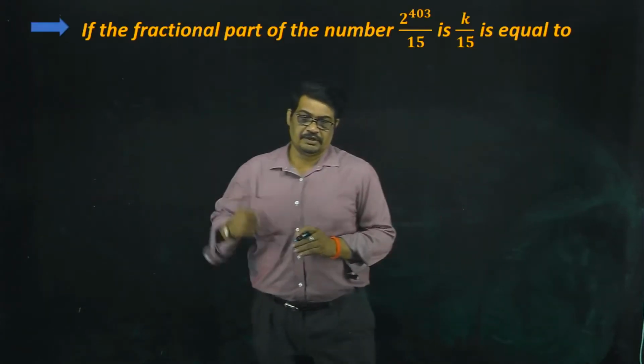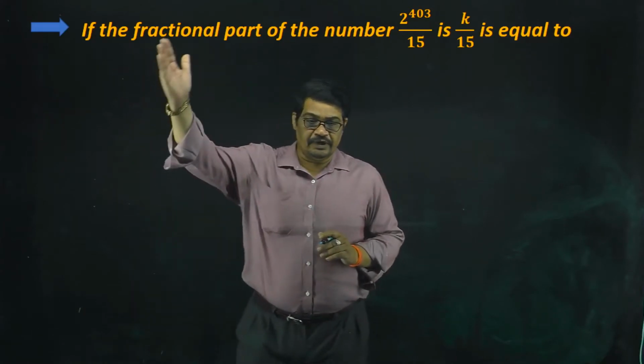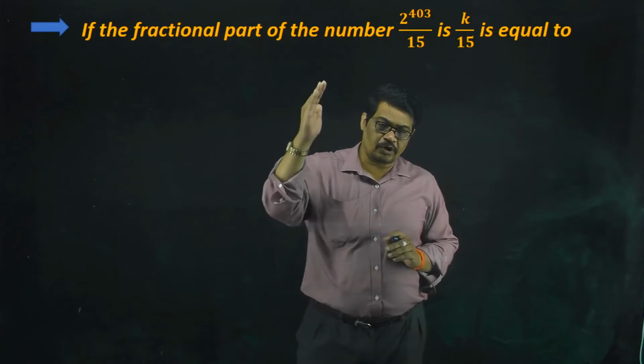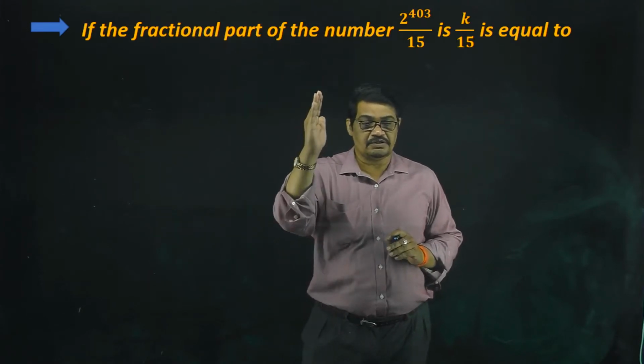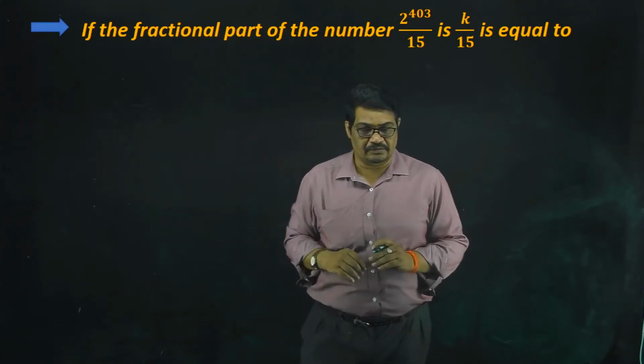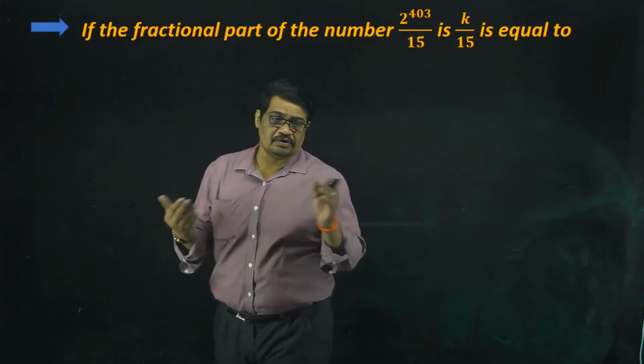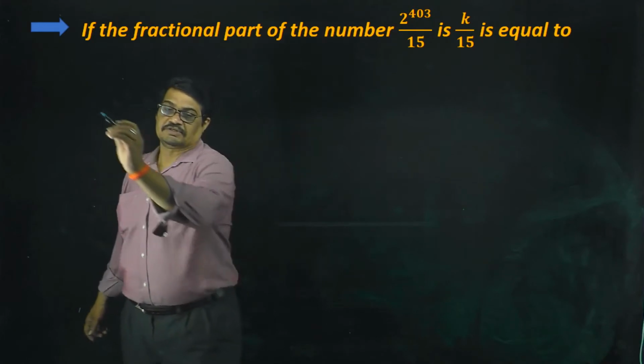Okay, see the problem. If the fractional part of the number 2 to the power of 403 by 15 is k by 15, then what is the k value here? So okay, see the solution.